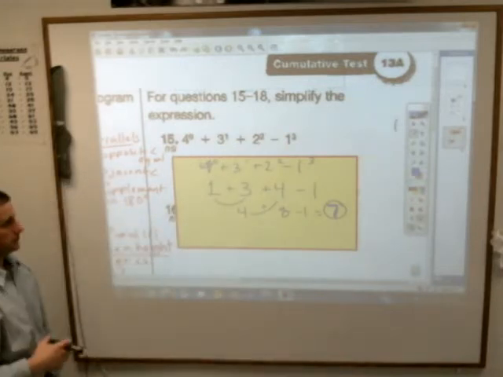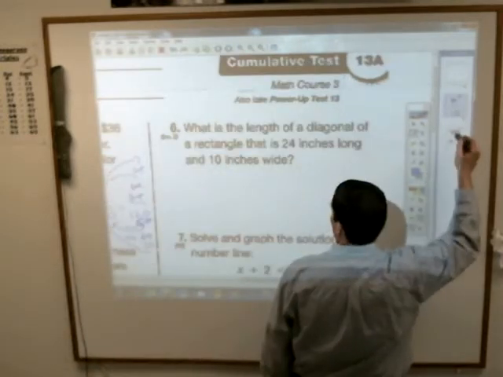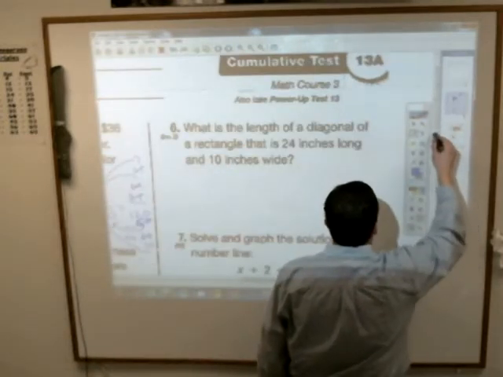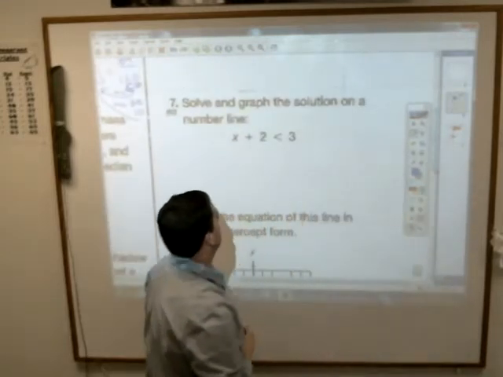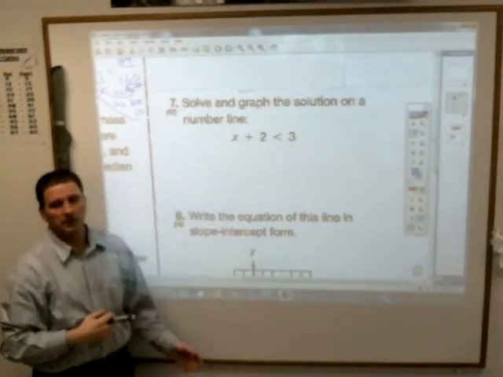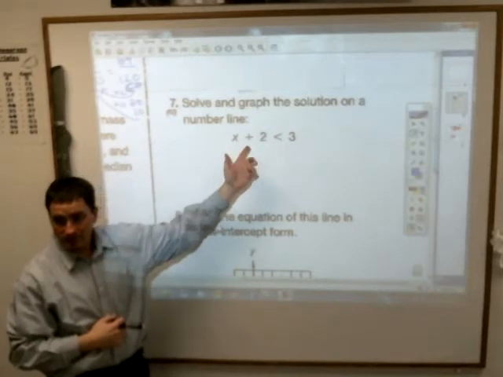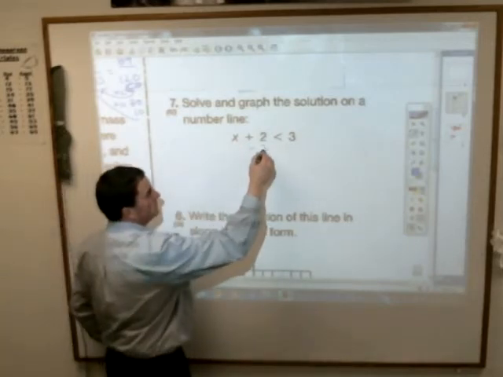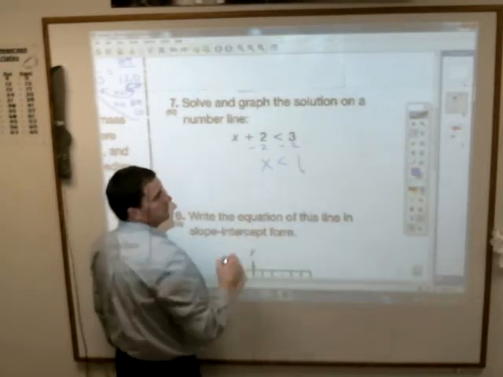How do you do number 7? I don't know. Solve and then graph the solution. These are solved just like equations, Lucas. So how do I get my letter x by itself? Minus 2. You just subtract 2. So now x is less than 1.